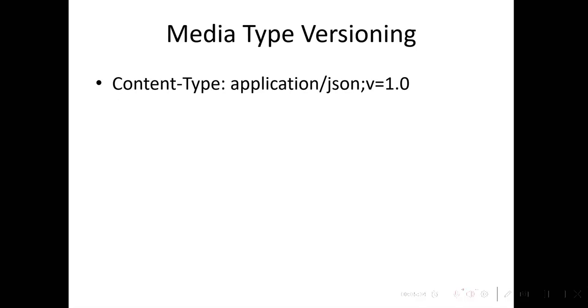Fourth is media type versioning. While we send the request, we mention the content type application/json, and at the same time we can mention v=1.0, which is the version number. The benefit of this approach is that it's very flexible and ideal for APIs requiring advanced control. But at the same time, it's the most complex option and hard to maintain.